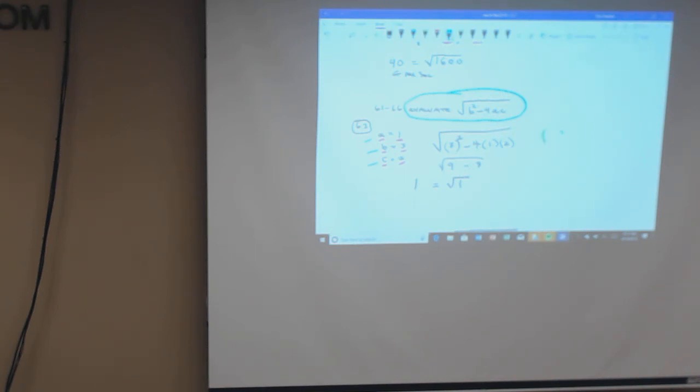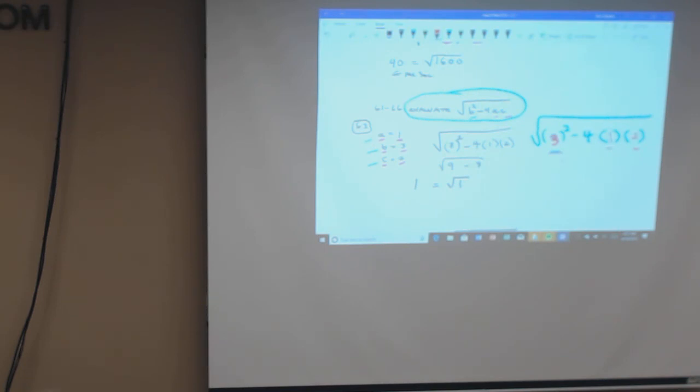Something squared minus 4 times something, and that's all under a square root sign. And what goes here? B. So that would be 3. Change colors here. So I put a 3 here. What goes here? A. So I put a 1 here. What goes here? C. So I put a 2 here.